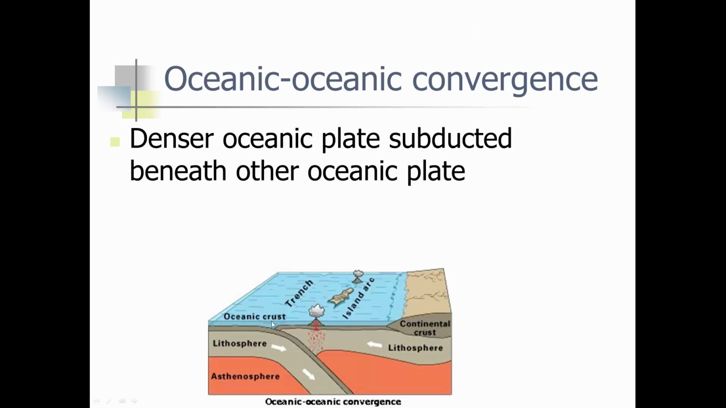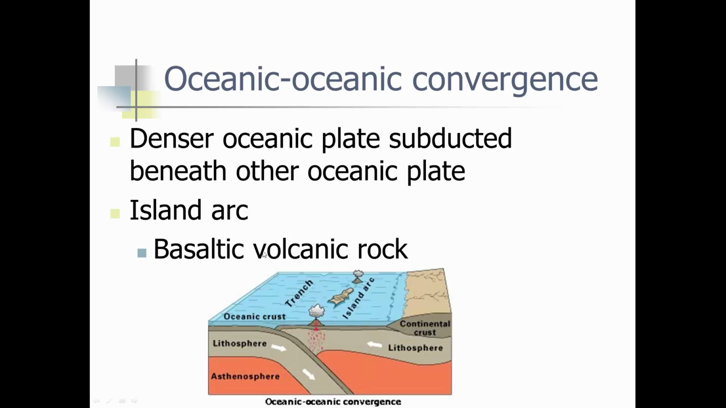We can have oceanic-oceanic convergence. This is when we get an older, more dense oceanic crust being subducted down underneath a not so old, not so dense oceanic crust, and we get the same sort of thing. We get volcanoes, but now they're popping up out of water. Now it's called an island arc as opposed to a volcanic arc, and they're basaltic volcanic rocks.